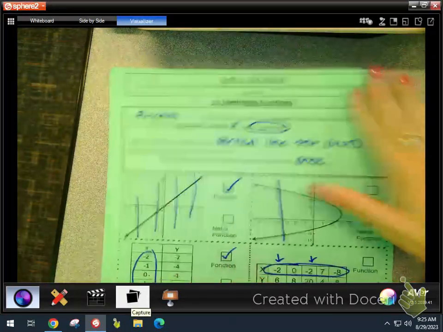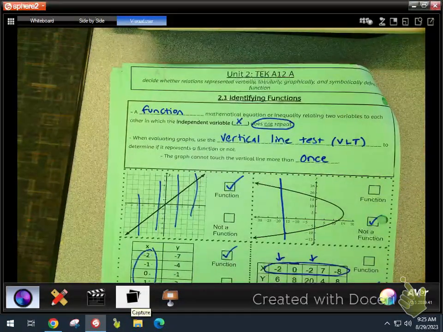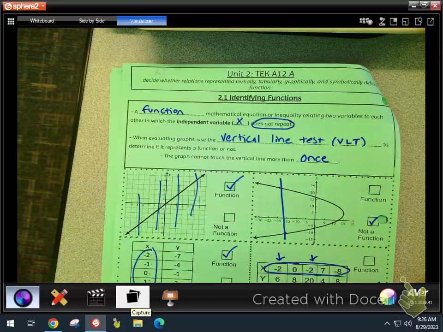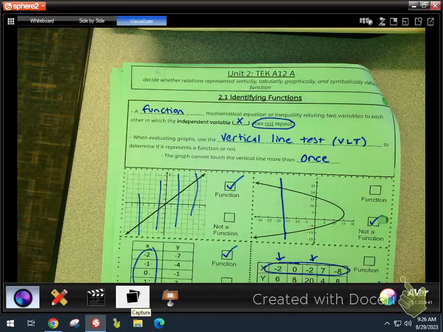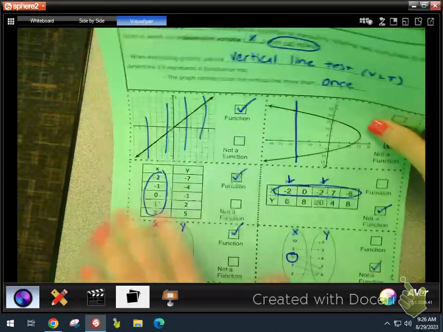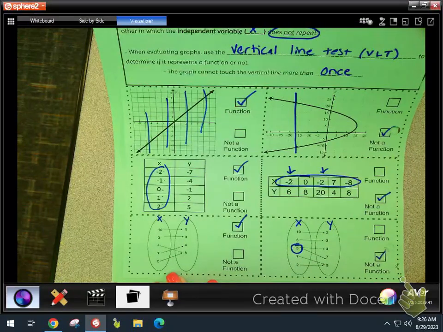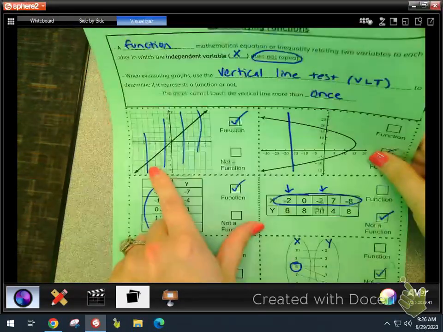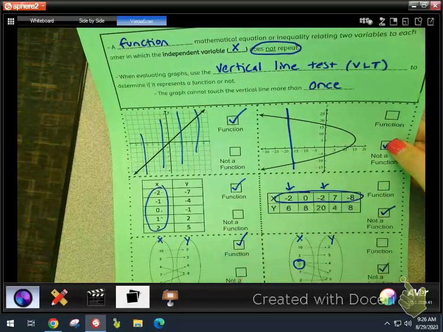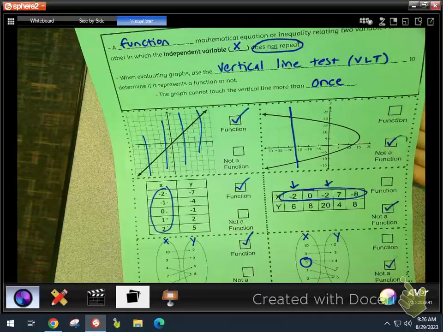Let's look at, so last class we just did real quick, we talked about what it means to be a function. Remember, a function is a mathematical equation or inequality relating 2 variables in which the x value doesn't repeat. That's always the key. You're looking for repeating x's. So if you've got a table or a mapping, you're checking to make sure x's only go to one y. The y's we don't really care about. With graphs, we do the vertical line test. If the vertical line hits the graph twice, then that makes it not a function.